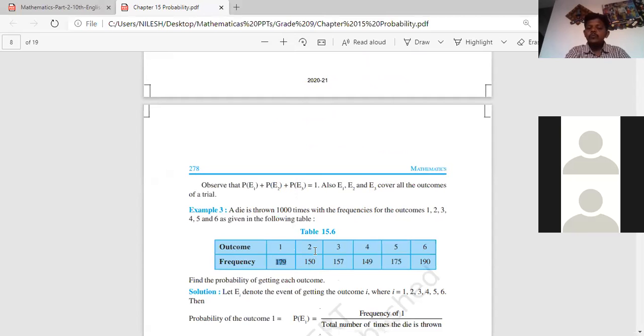Probability of getting 2? 150 upon 1000. See, frequency means what? When you throw the dice, how many times does 1 occur? 179. So 179 out of 1000. How many times did 2 occur? 150 out of 1000. How many times did 3 occur? Are you understanding? Yes, sir. Let us write this table also. Example 3.